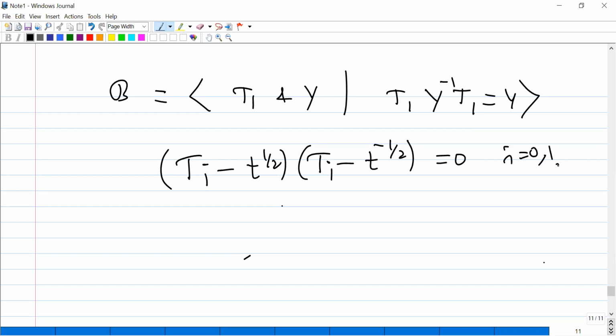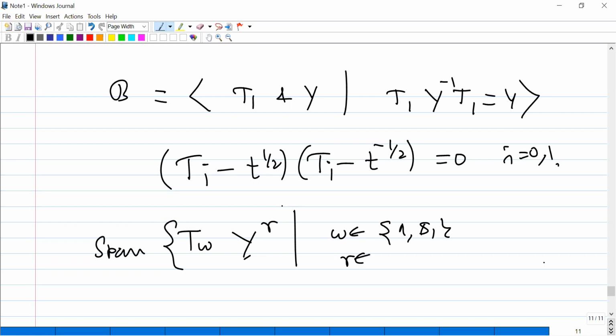Then it's easy to see that the algebra that we are getting at the end will be spanned by all elements of the form T_W y power r, where W is coming from this S1 and r is coming from this image. I will denote the underlying base field by K. I will specify what K is later, and this is not hard to see.